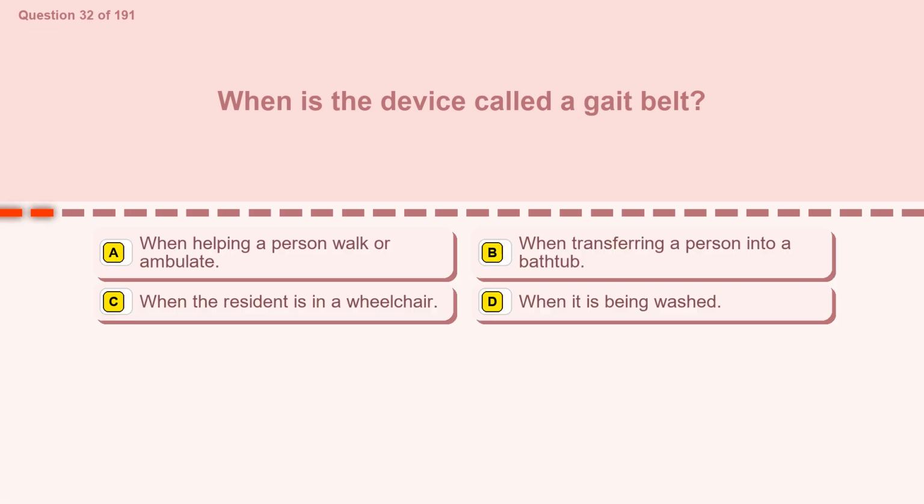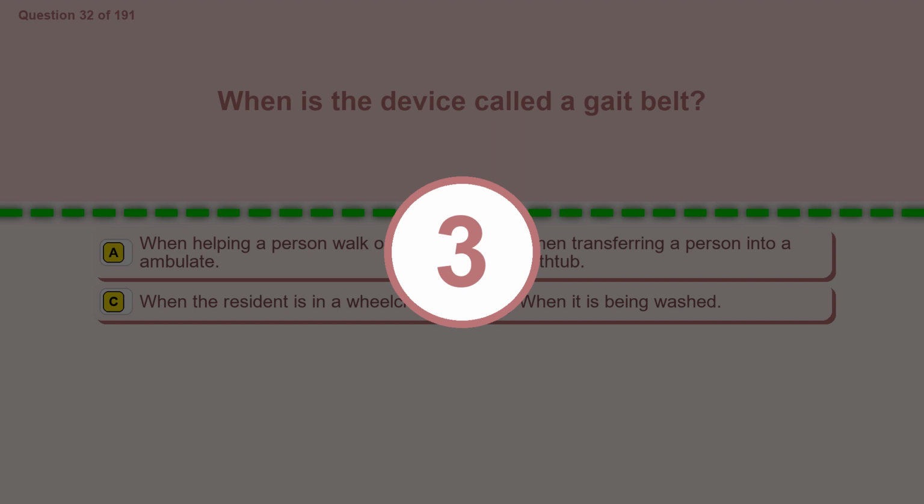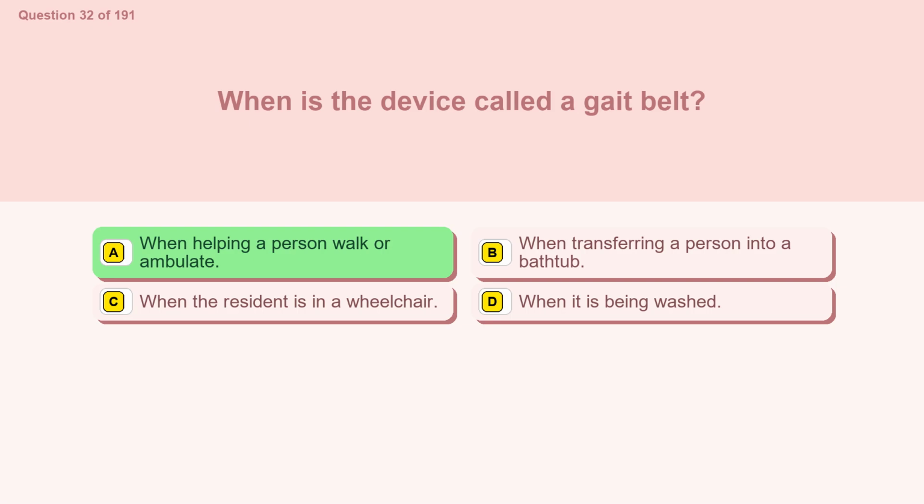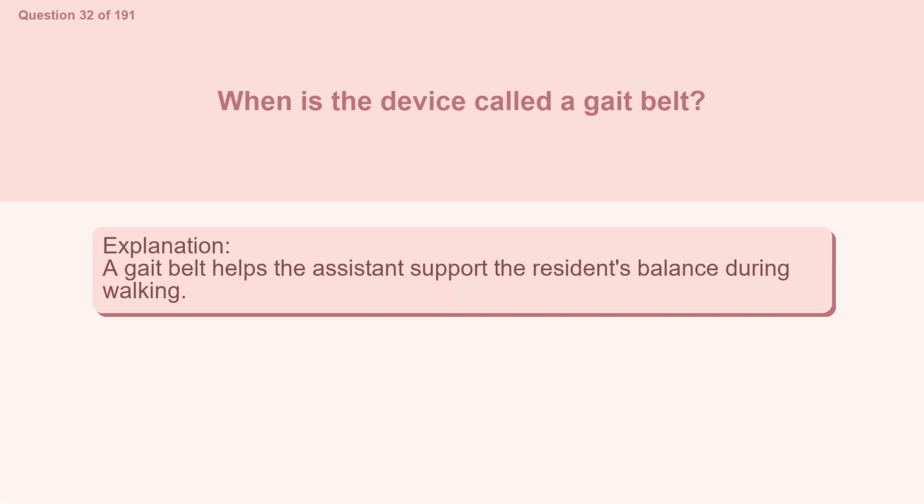Question 32. When is the device called a gait belt? Option A. When helping a person walk or ambulate. Option B. When transferring a person into a bathtub. Option C. When the resident is in a wheelchair. Option D. When it is being washed. The correct answer is option A. When helping a person walk or ambulate. A gait belt helps the assistant support the resident's balance during walking.